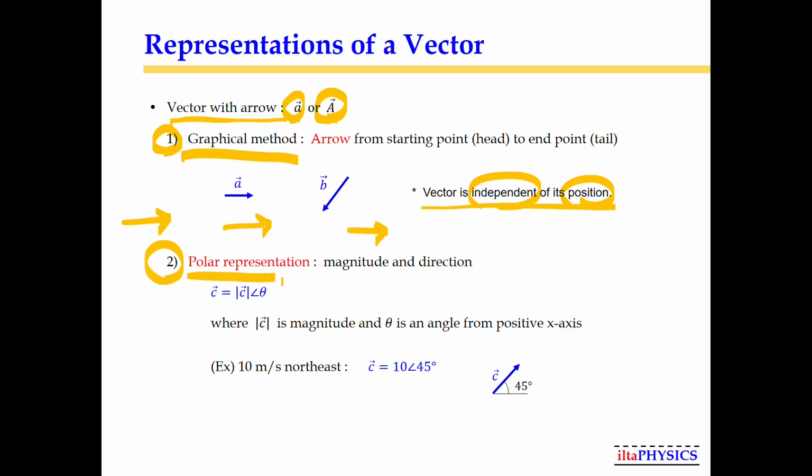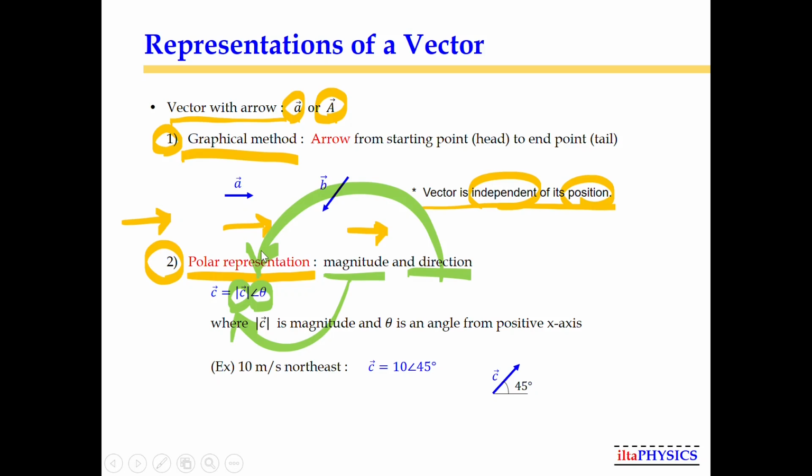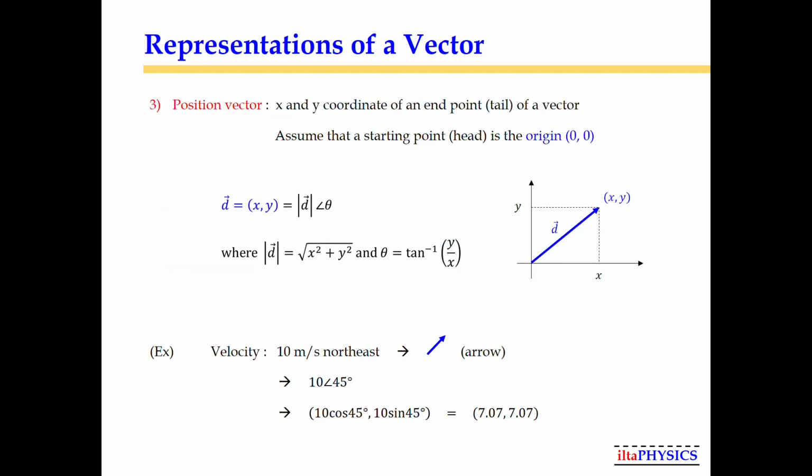The second method is polar representation. This means we give the vector's magnitude and the angle it makes with the positive x-axis. For example, a vector of 10 meters per second pointing northeast can be written in polar form. Position vector. The third way is through a position vector. Here, we place the vector's tail at the origin, (0, 0), and use the endpoint's coordinates, (x, y). So we draw it from the origin to its endpoint. This approach lets us treat vectors like numbers, which makes calculations much easier.